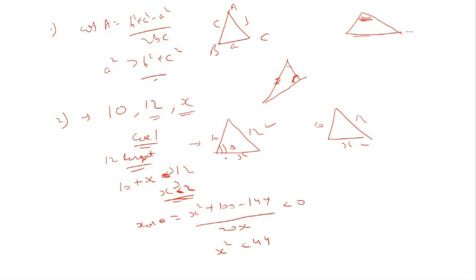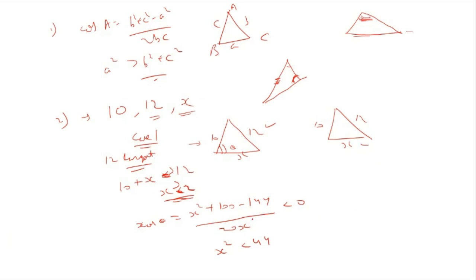And this is cos theta, which is the cosine law, and this should be less than 0 because the triangle is obtuse. Again, we are only checking for the largest angle, because if it works out for the largest angle, the other angles automatically fall in place. So x square is less than 44 through this, taking the numerator only, because the denominator is always positive, right?